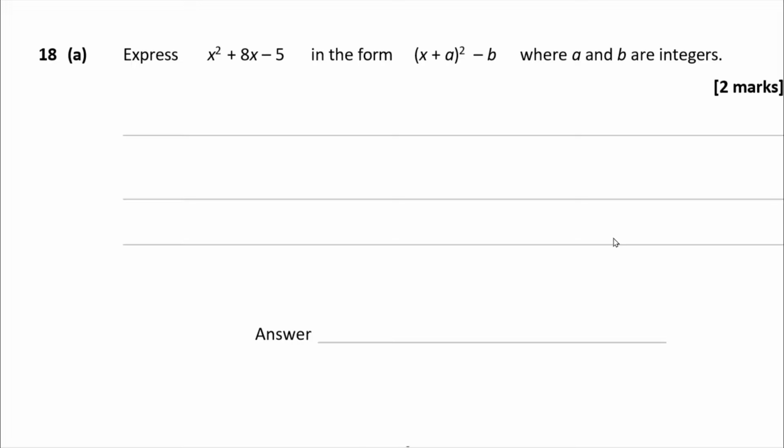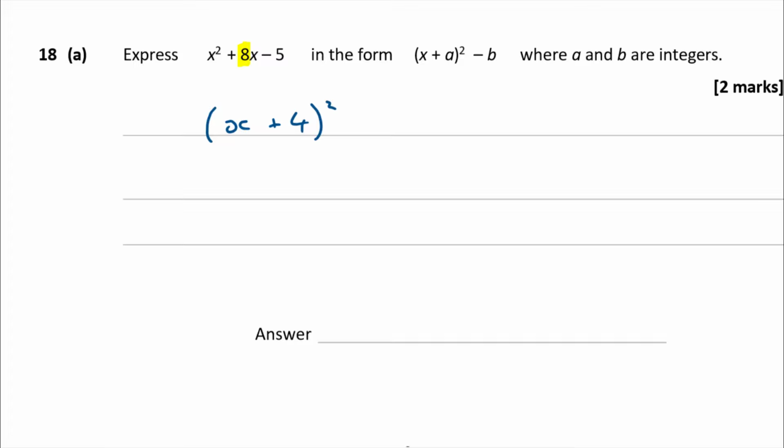Question 18a. Express x squared plus 8x minus 5 in the form x plus a all squared minus b. Now that's what we call the completed square form, isn't it? So we need to complete the square on this quadratic equation. Okay, so when we complete the square, you need to look at that middle term there, the coefficient of that middle term. That's 8, so we need to halve it, and then that's what's going to appear in the bracket. I'm going to get x plus half of the 8, which is 4, all squared.